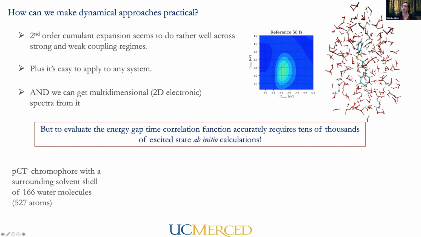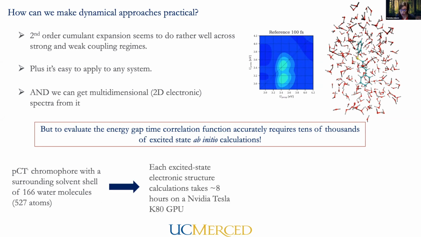So for this PCT, that's the name of the chromophore in photoactive yellow protein, we stick it in water. We want to treat the environment accurately, so I'm actually treating the water at the quantum mechanical level. So we've got a full solvation shell, a little bit more, so 500 atoms in our QM calculation. We do a TD-DFT calculation of the energy gap. I'm using TeraChem, so we're actually using GPU acceleration to make those calculations feasible.